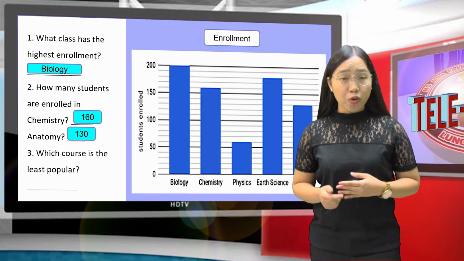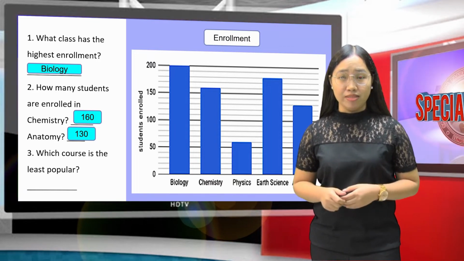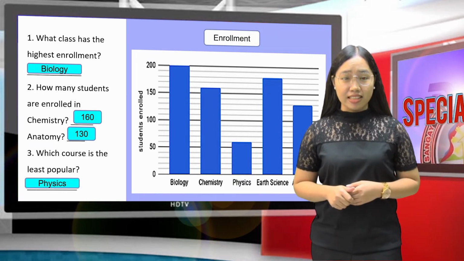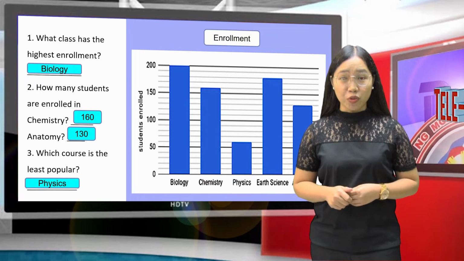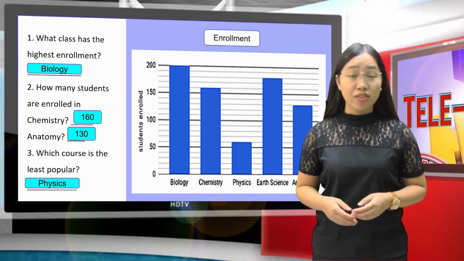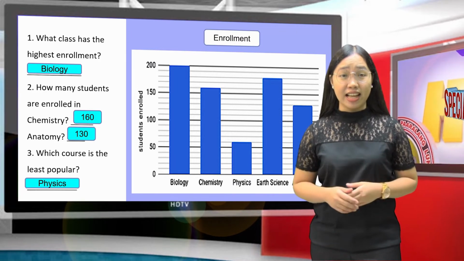Finally, which course is the least popular? Correct. It's the physics class with only 60 enrolled students. Most probably, you can see now the difference between linear and non-linear text.